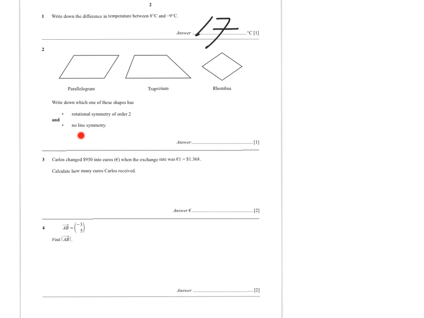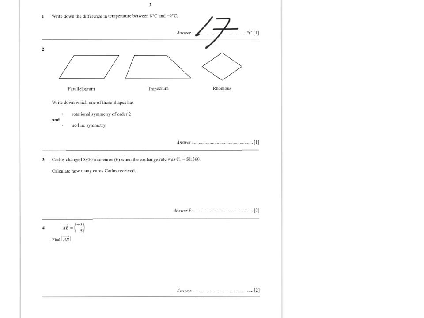Fine, no line symmetry. Now let's start with the rotational symmetry. If I rotate the shape 360 degrees, it should look the same twice. If I look at the parallelogram, if I rotate it 180 degrees, it will look the same again, and back to 360, its original position. So this has indeed order 2 rotational symmetry. Trapezium, if I rotate it, it will never look the same except for the final or initial position. So not order 2. The rhombus also, if I rotate it 1 full turn, will look the same twice.